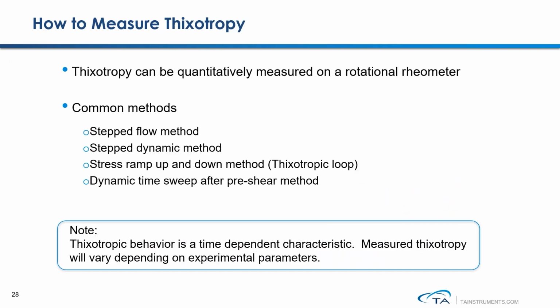Thixotropy can be quantitatively measured using a rotational rheometer. Here, we would like to introduce 4 commonly used methods for thixotropic analysis. These methods are the stepped flow method, the stepped dynamic method, the stress ramp up and down method, which people also call thixotropic loop testing, and last, a pre-shear followed by a time sweep method.